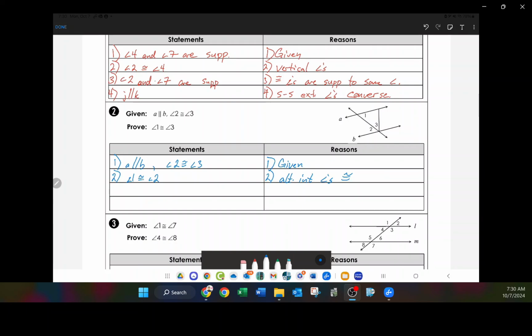We didn't really need all the steps here because I think they like to put each given statement on their own line. I don't know why they would like to do that, but they do. So, because we know 1 is congruent to 2 and 2 is congruent to 3, we can say angle 1 is congruent to angle 3 just by that transitive property.